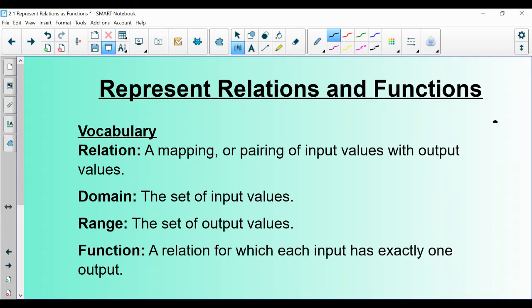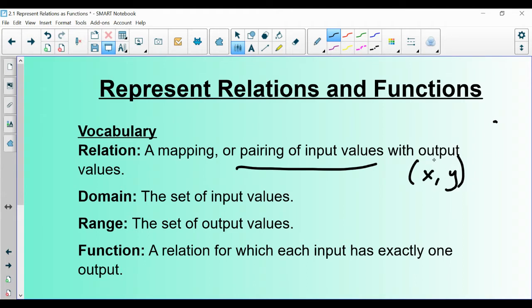Well, a relation is basically a pairing of input values with output values. We will often see this written like x comma y. We know that x is the input and y is the output because we've seen stuff like this before. And this is really a driving force in mathematics in general. So we have this pairing of input values with output values.